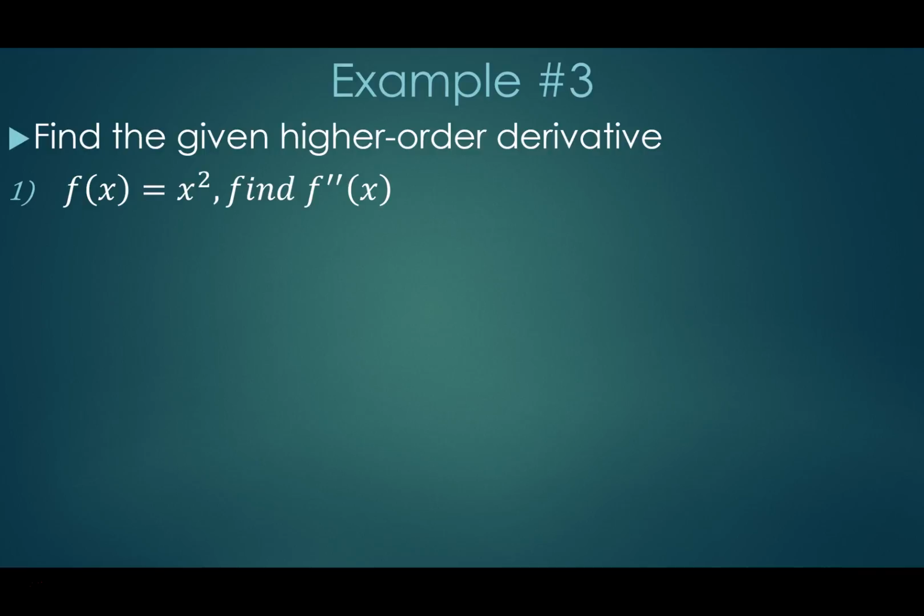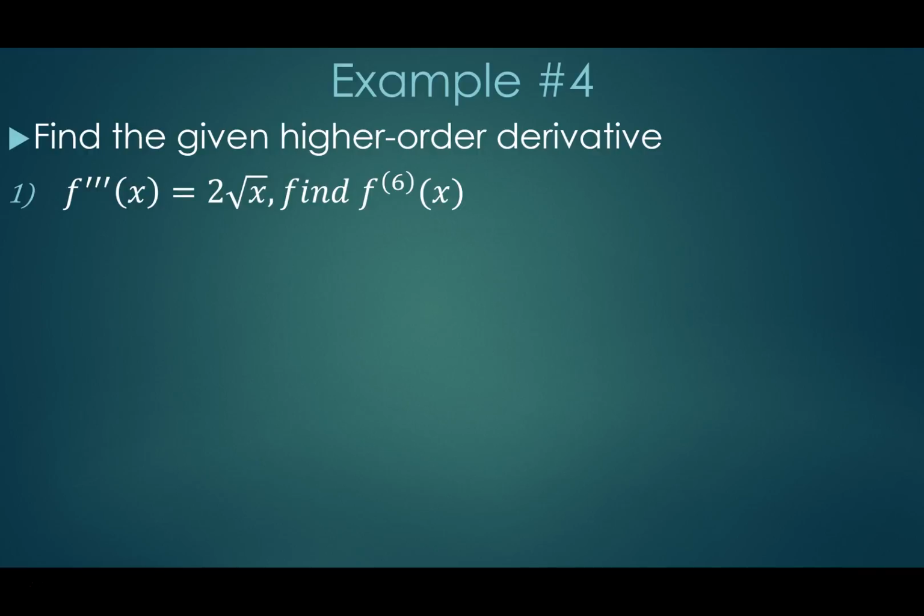Now, sometimes you'll be given an original function, and they'll tell you right off the bat to find the second derivative, or some higher order. So in this case, it is a second derivative, f double prime of x. The first derivative is 2x. The second derivative is just 2. That's as far as it goes. No big deal.